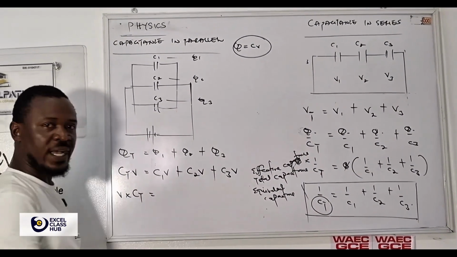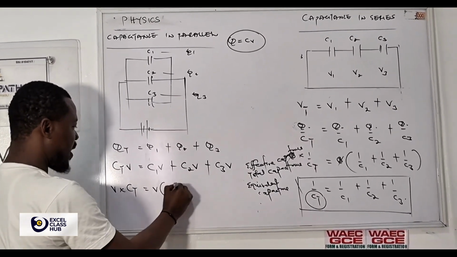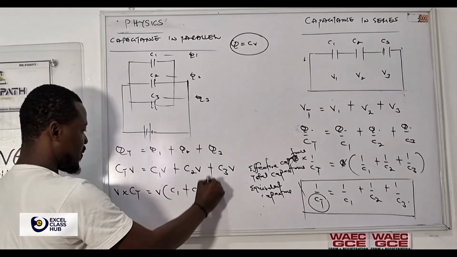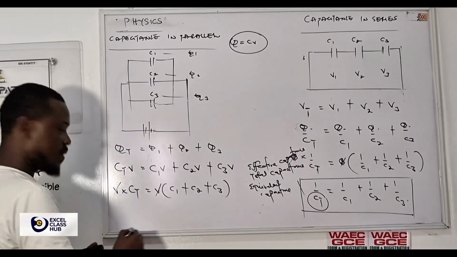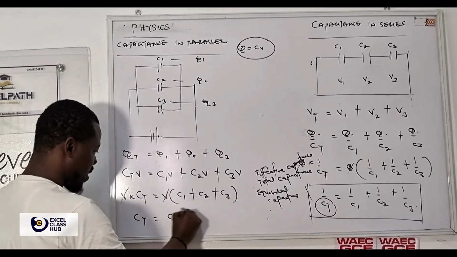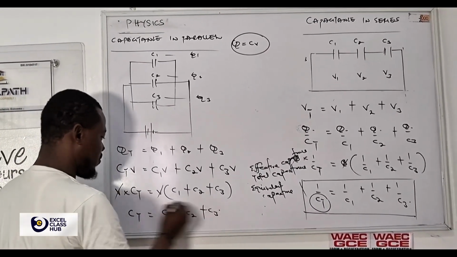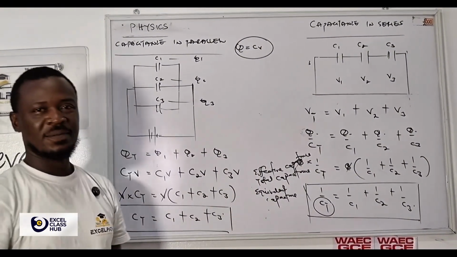What is common to both sides here? V is common to both sides. I can bring the V outside, and in the bracket you have C1 plus C2 plus C3. From here, this V cancels this V out. What am I left with now, student? CT equals C1 plus C2 plus C3. So this is your formula for capacitance in parallel.